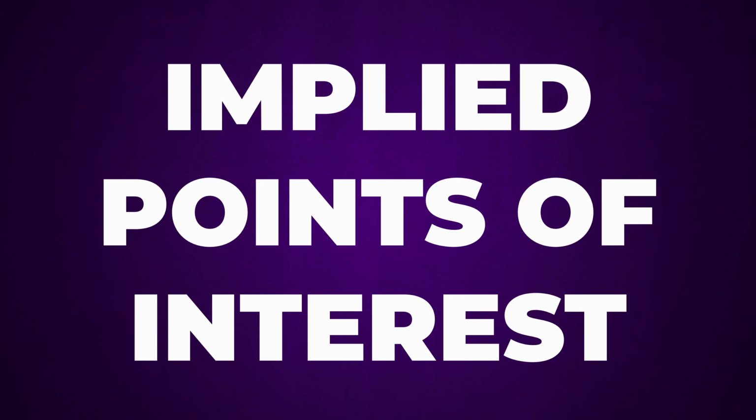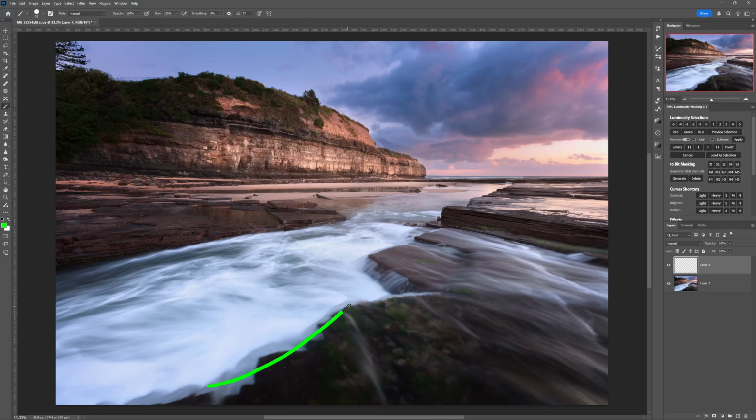So implied points of interest is an interesting one. This is the point where converging lines or leading lines are directing the view to a point, whether or not there's actually a physical object at the end of those lines. You're still being drawn to that point.